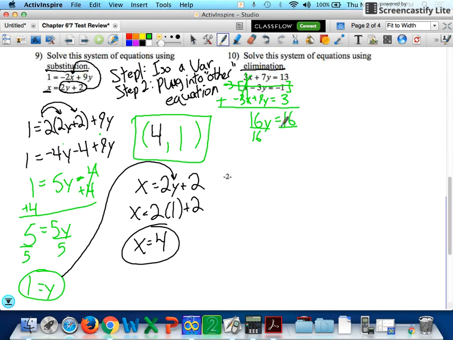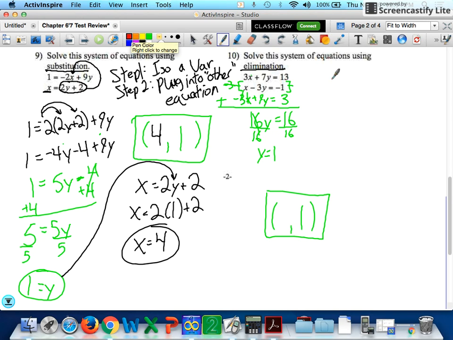Divide by 16, divide by 16. y equals 1. These should work out nicely. Okay? So there's half my answer. 1 again. 1's nice. It's easy to plug in. Where do we plug it in? Either of these first 2 equations. Either one of them. I like the second one. It just seems like an easier equation.